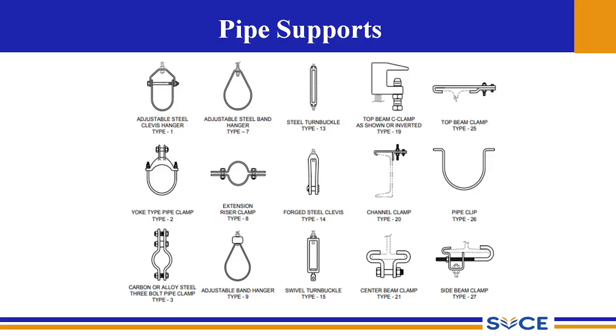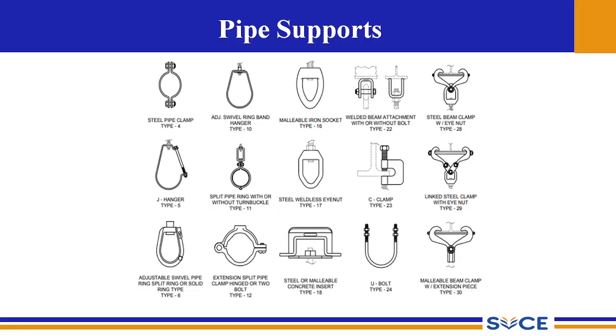Then type 9 is the adjustable band hanger. This is also used for the suspension of horizontal stationary lines. We have a band kind of arrangement, and that band is adjusted to lift the pipeline and to support it in the case of horizontal stationary lines. Then type 10 is the adjustable swivel ring band hanger. It is a type of hanger which is providing a means for vertical adjustment and the suspension of horizontal stationary line.